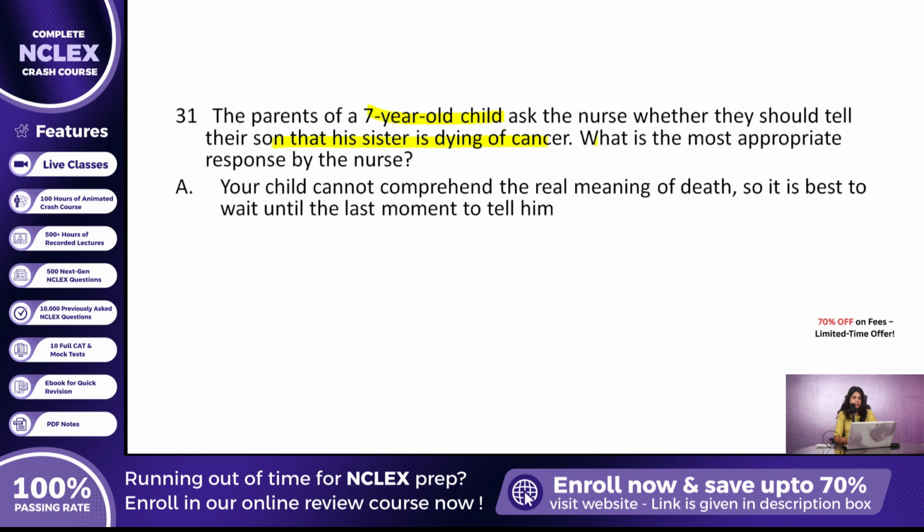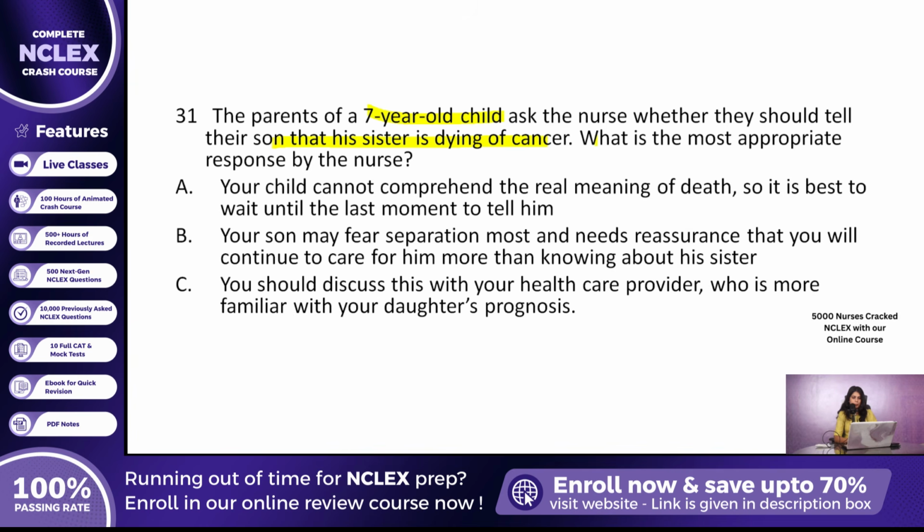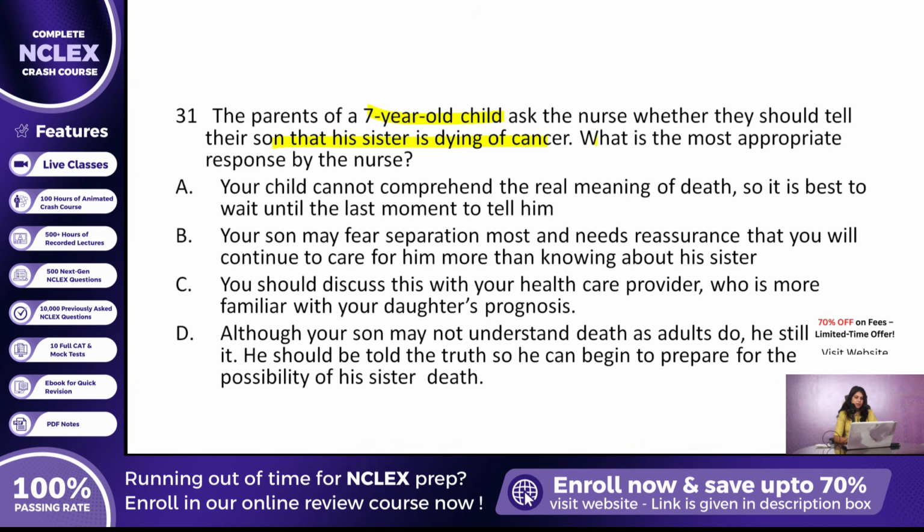A. Your child cannot comprehend the real meaning of death, so it is best to wait until the last moment to tell him. B. Your son may fear separation most and needs reassurance that you will continue to care for him more than knowing about his sister. C. You should discuss this with your healthcare provider, who is more familiar with your daughter's prognosis. D. Although your son may not understand death as adults do, he still fears it. He should be told the truth so he can begin to prepare for the possibility of his sister's death.